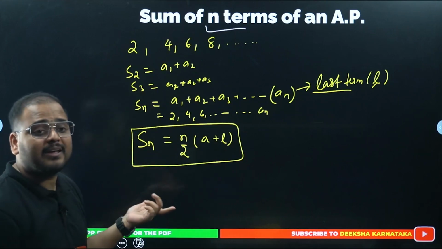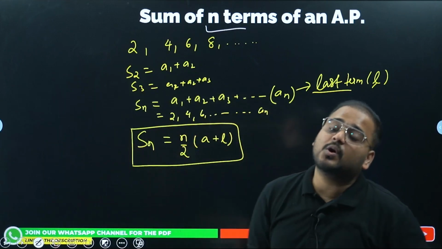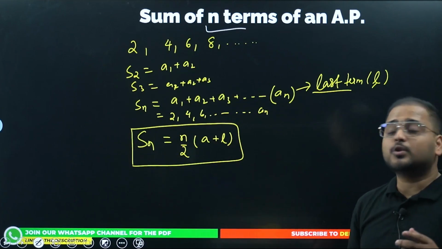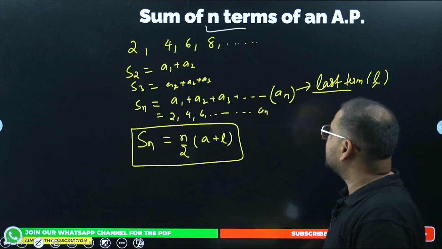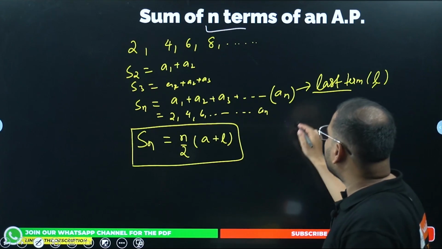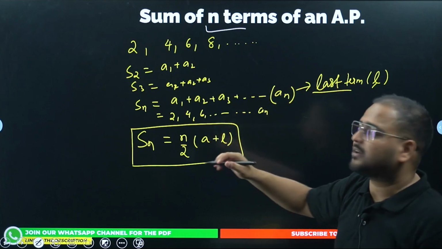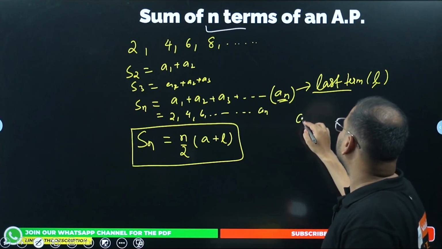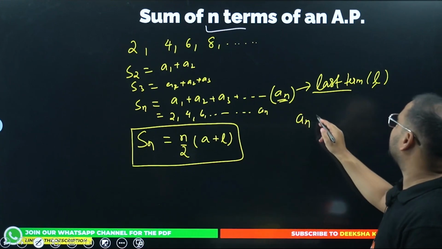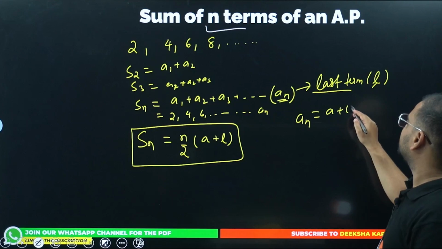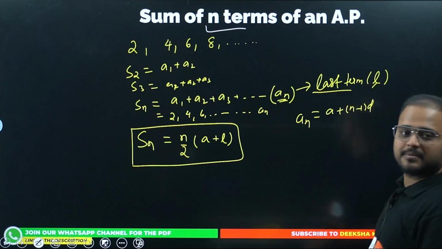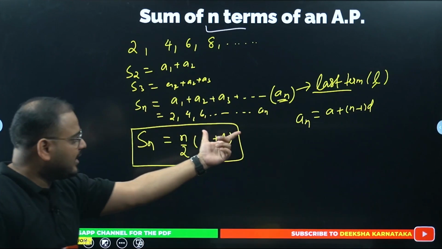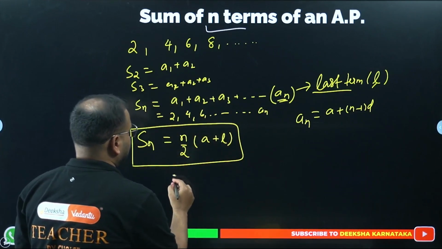One more formula can arise from here. When the AP's length is not defined, when L is not given, when the last term is not given, then what are we going to do, sir? Then it will become our regular An. What is the definition of An? An is defined as a plus n minus 1 times d. So we will replace our L here by a plus n minus 1 times d. Let's see where we come.